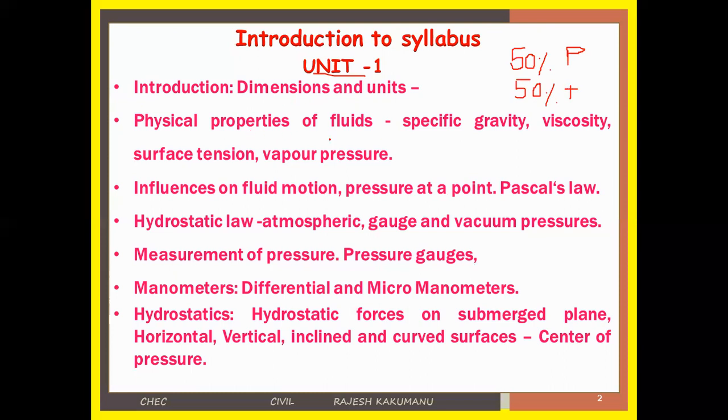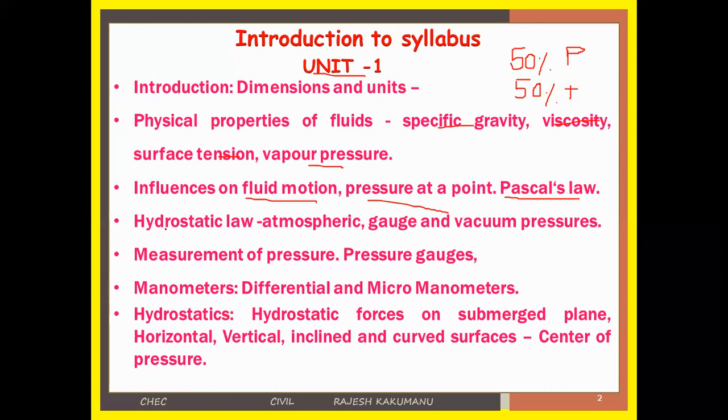In unit 1, you have the dimensions and units. Then the various physical properties of fluids, that is the specific gravity, the viscosity, the surface tension, and the vapor pressure. Based on this, we have some formulas for these topics, and also how these properties influence the fluid motion and the pressure at a point in a fluid. We also discussed the introduction to Pascal's law, and in Pascal's law you have a formula that we derived and used for some problems.